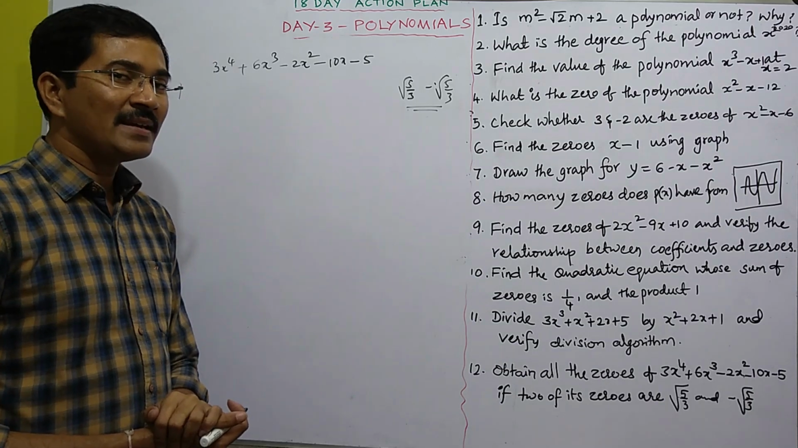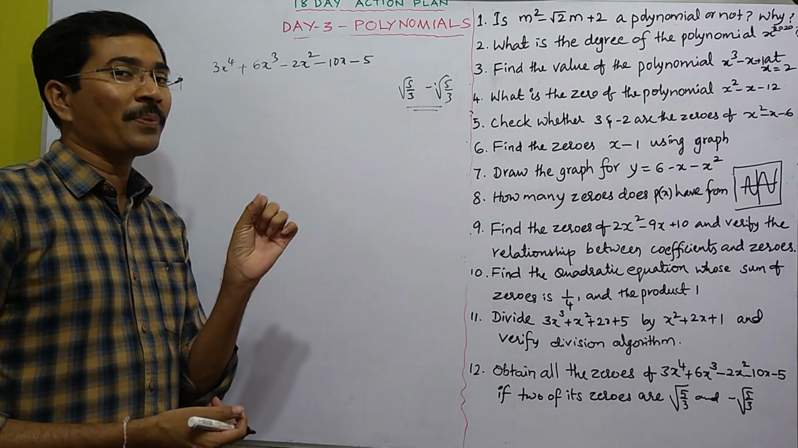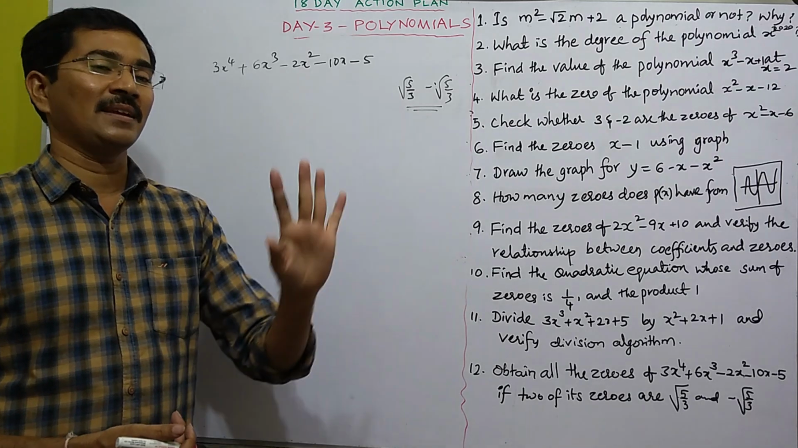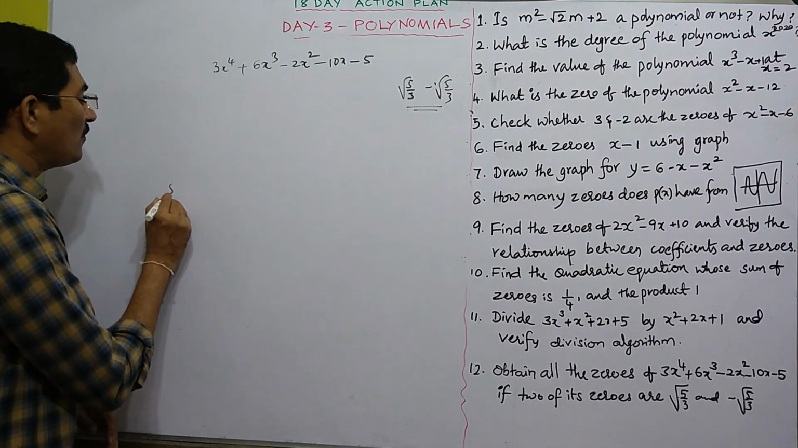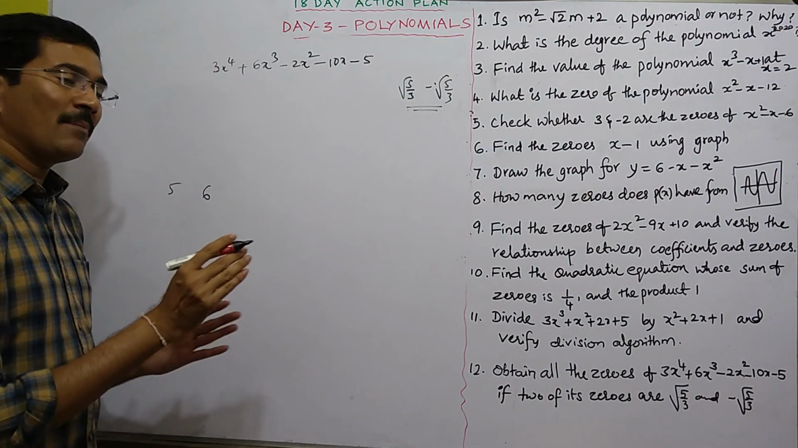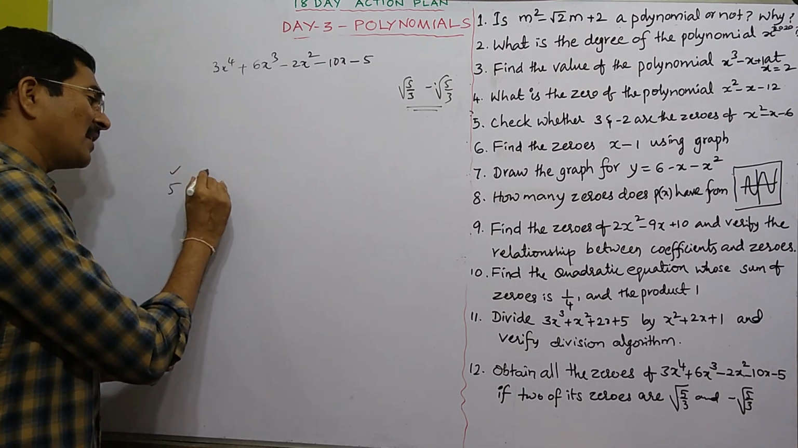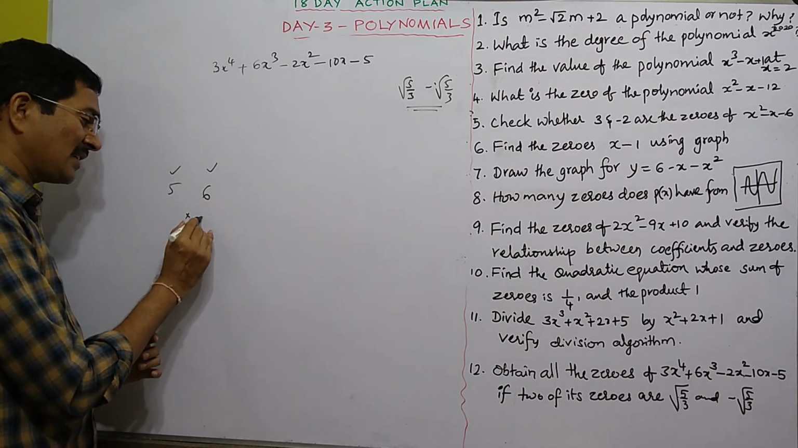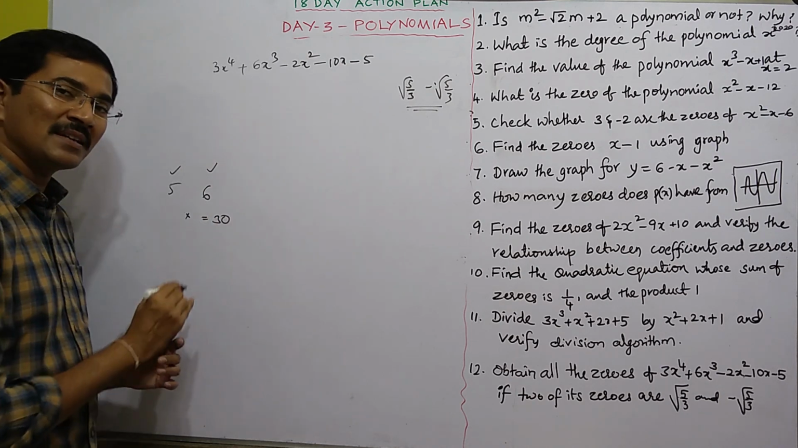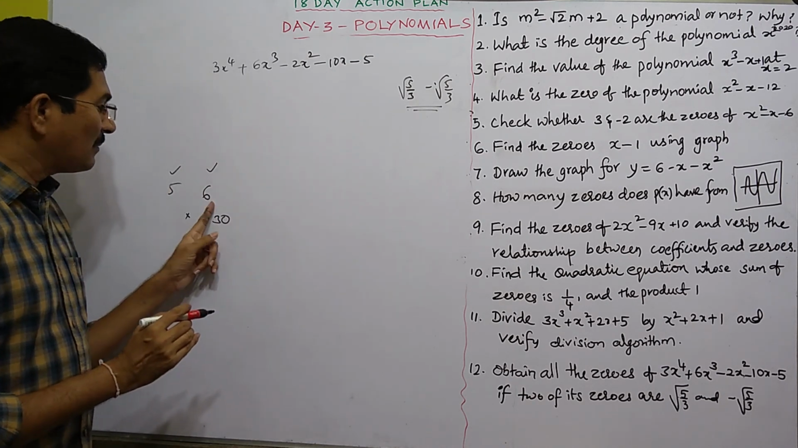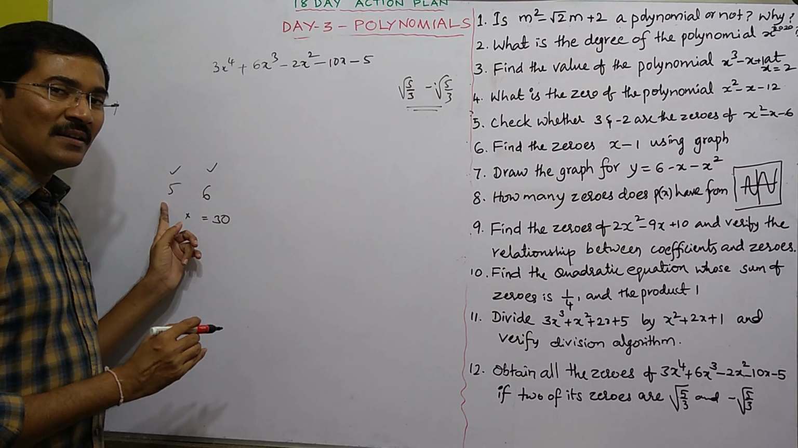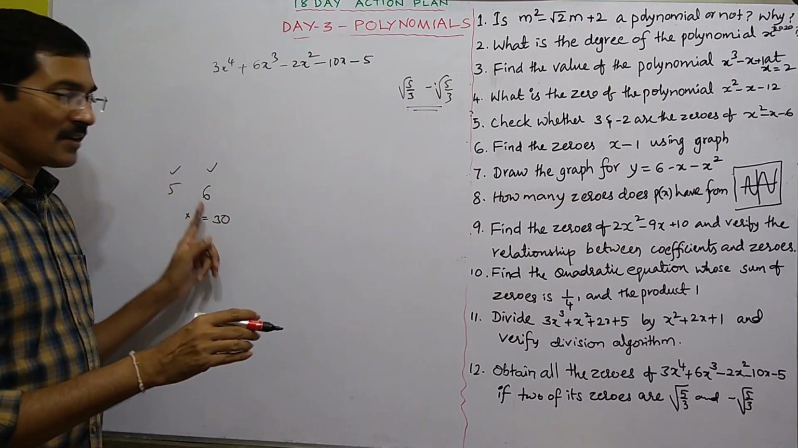Why is that rule applied? When 2 and 3 are co-primes, this rule is applied for anything. So for example, if you have 5 and 6, if you have a number that is divisible by 5 as well as 6, that will be divisible by 5 into 6, which is 30. That will be divisible by 30 also. So if a number is divisible by 2 co-primes, that number is divisible by their product also.